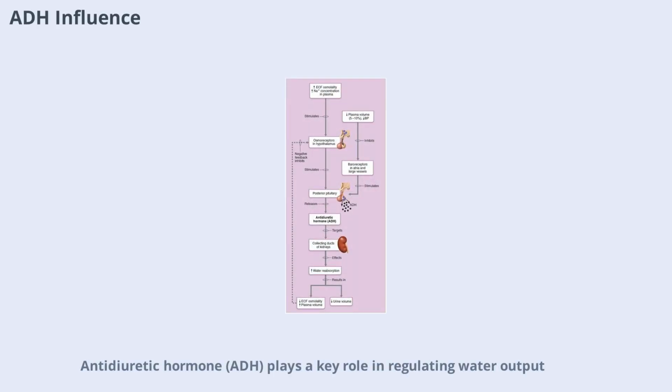Antidiuretic hormone (ADH) plays a key role in regulating water output. When ADH levels rise, water reabsorption increases, reducing urine output. When ADH is inhibited, water is not reabsorbed, leading to increased urine output. This hormone helps maintain fluid balance and responds to changes in osmolality and blood volume.